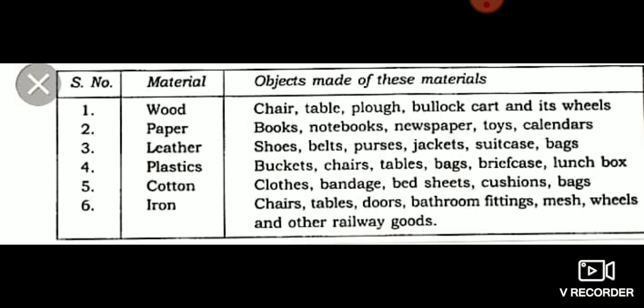And then cotton is a material. By cotton you are manufacturing clothes, bandages, bed sheets, cushions and bags, etc. And iron is also a material. By using iron you can manufacture various objects, that is chairs, tables, doors, bathroom fittings, mesh, wheels and other railway goods. Railway tracks are made of iron material.